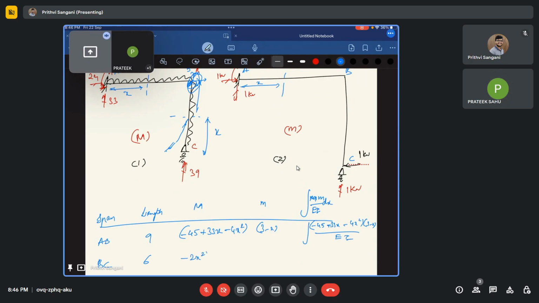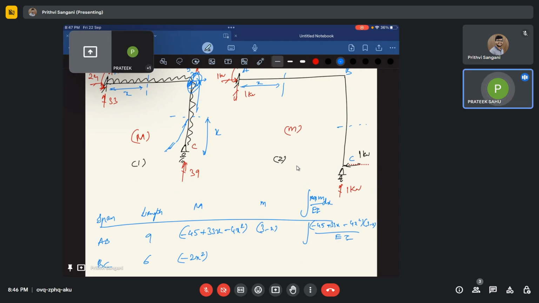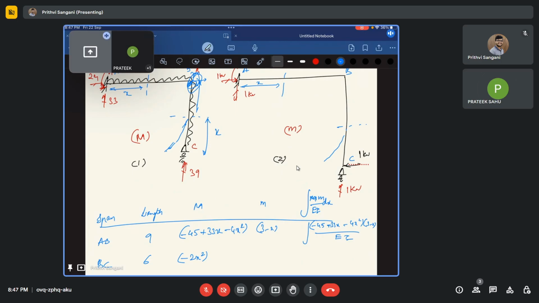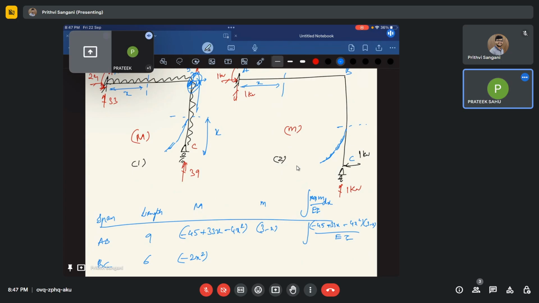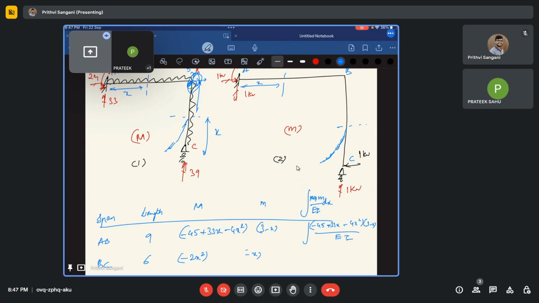And what about small m? Small m, sir. X, but this is again going to bend like this, minus x. Yes, sir. So both are going to be in that direction, so minus x. And this will be minus 2x square minus x by EI dx.